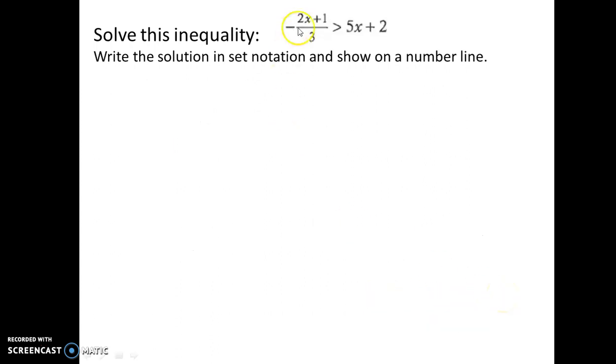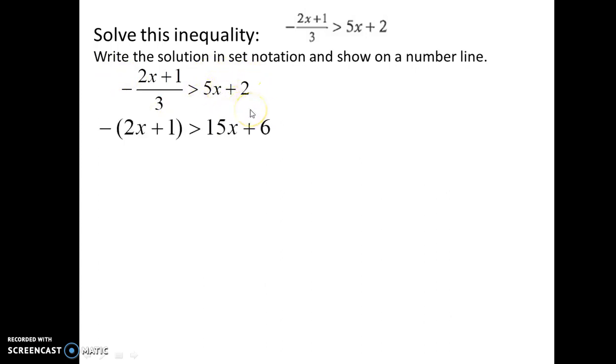All right, try this one. This one's a little tougher, but again, we see a fraction. We can multiply by 3 first to cancel away this 3, but then we have to multiply all this by 3 as well. Okay, notice when I multiplied by 3, I left a negative sign.